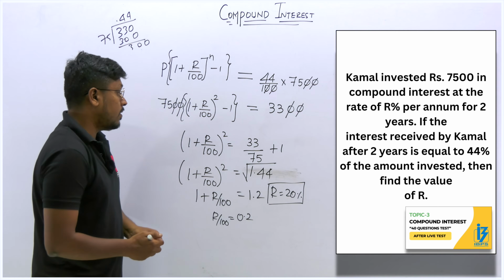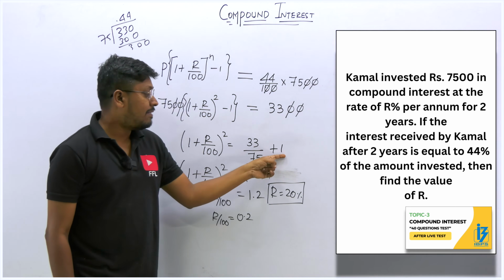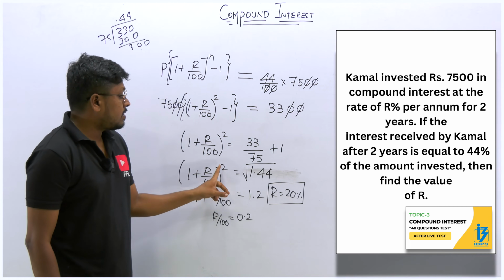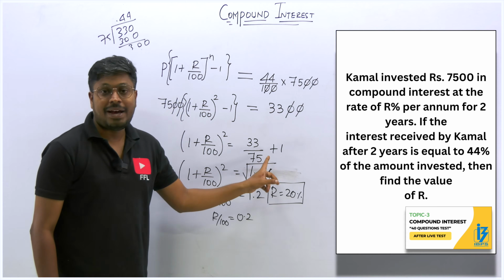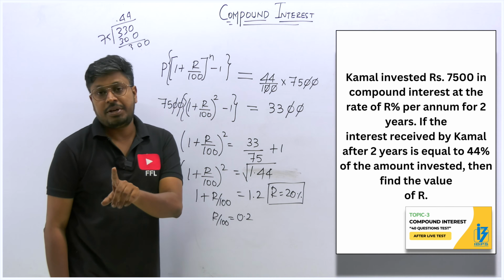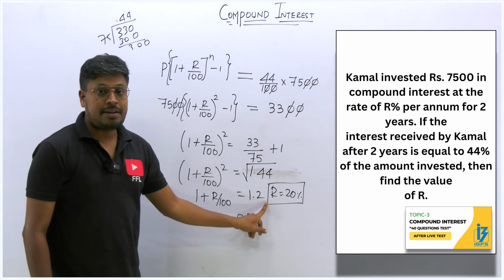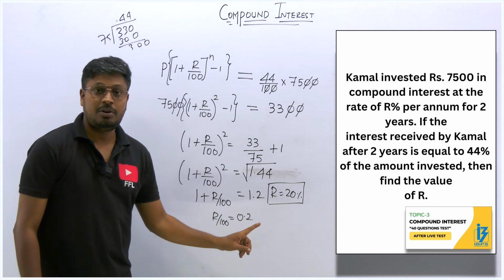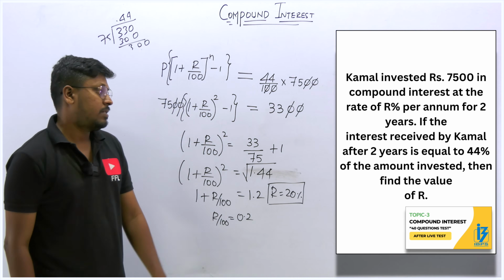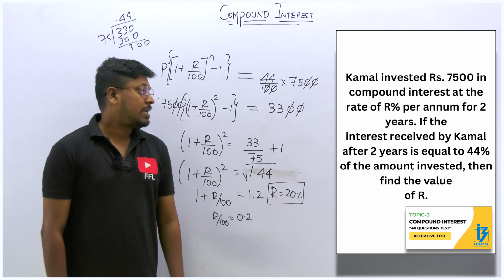So friends, understood or not, right? So after dividing, we got the answer 0.44. Adding it with 1 gives 1.44. Now when we bring this square to the right hand side, it becomes square root. Taking the square root of 1.44 gives 1.2. So 1.2 here, when we bring this 1 to the right hand side, 1.2 minus 1 will be 0.2. So 0.2 into 100 will be 20%. So the answer for this question is 20%. So friends, understood or not, right?